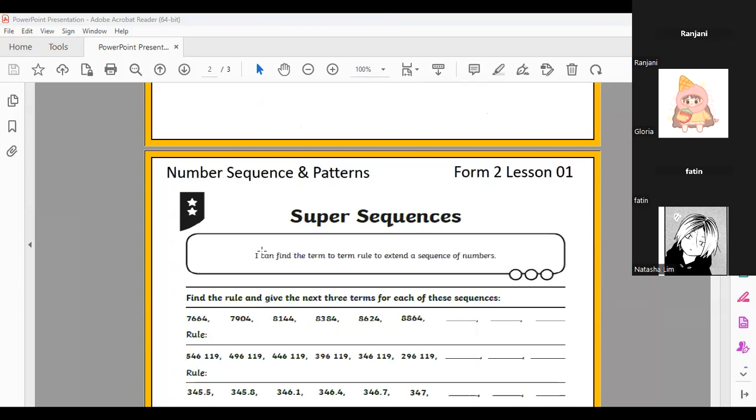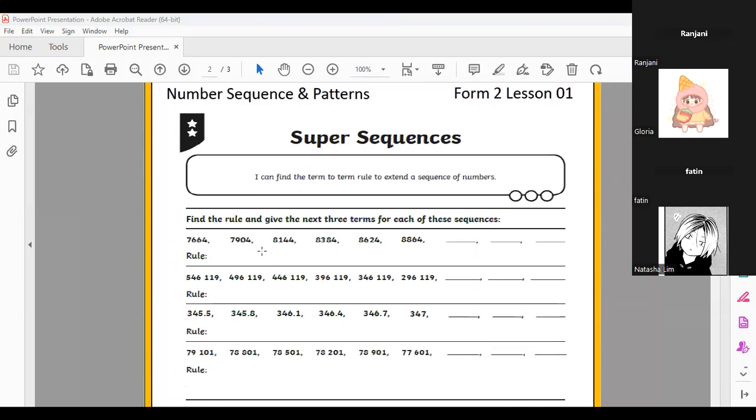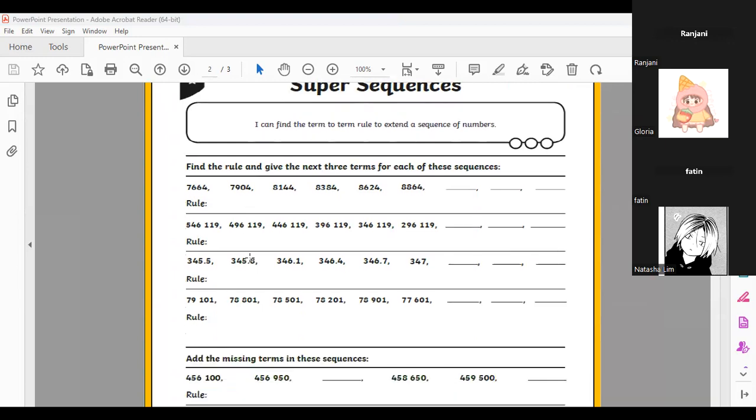Okay, now 2 star. Can you see 2 star? Now 2 stars, you got to figure out the rule by yourself. Okay, so what's the rule here? What's happening? Is it going up or is it going down? And how much? If it's going up by how much? If it's going down by how much? You got to figure out the rule and work out and test it out. And then finally tell what are the last 3 terms.